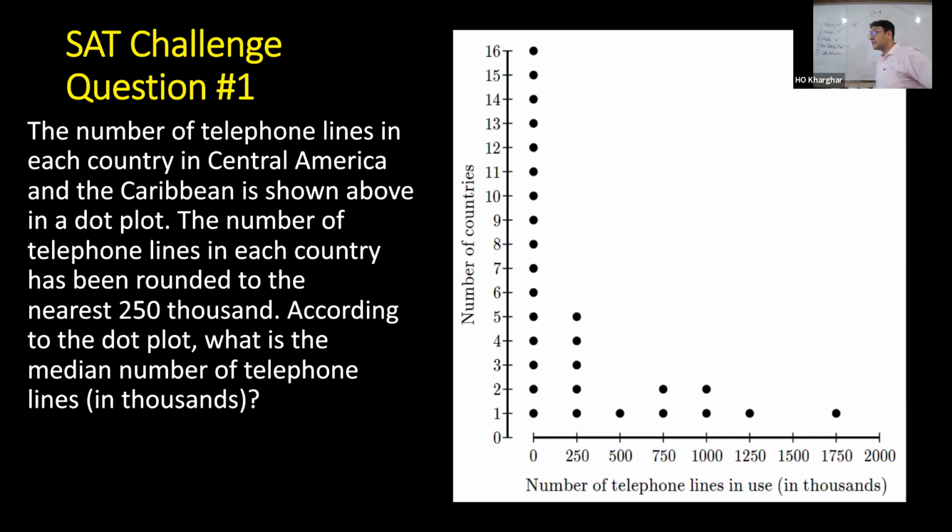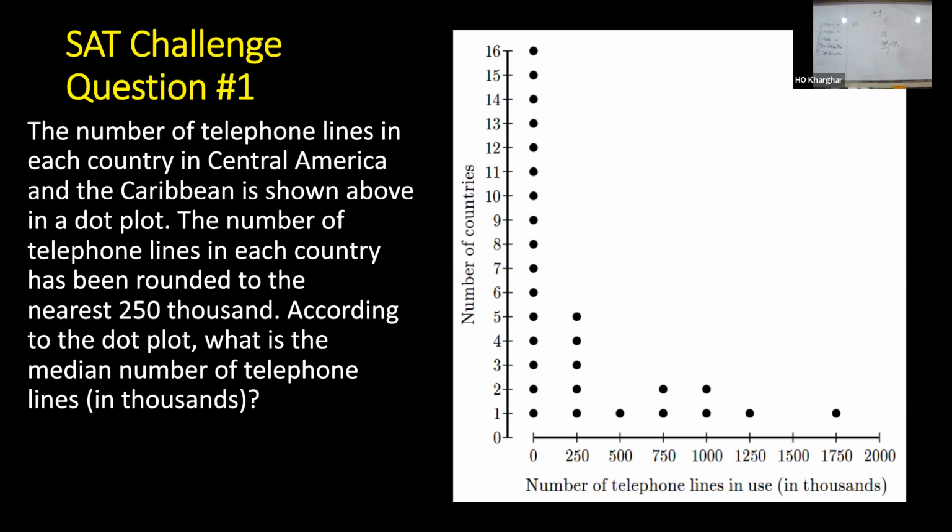Now, if there are 27 countries, the 14th country in my list, they are already arranged 0, 250, 500, 750, 1000, 1250, 1750, would give me the median number. Wait, there are 28 countries. So if there are 28 countries, then the average of the 14th country and the 15th country will give me my median number. Let's look at the country at 14th number.